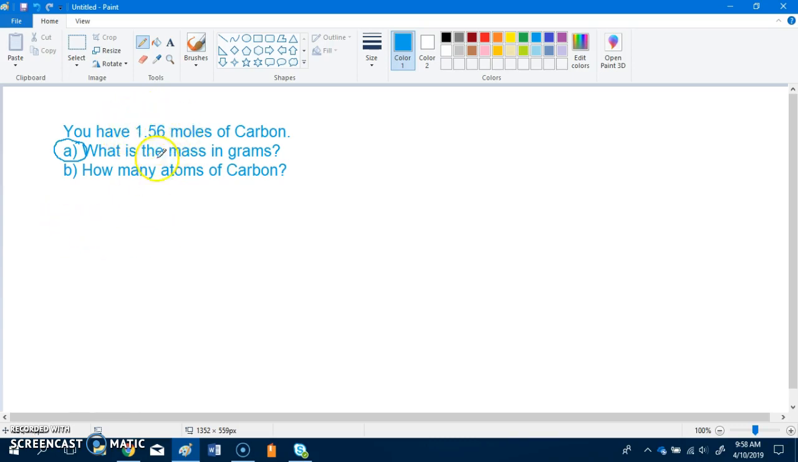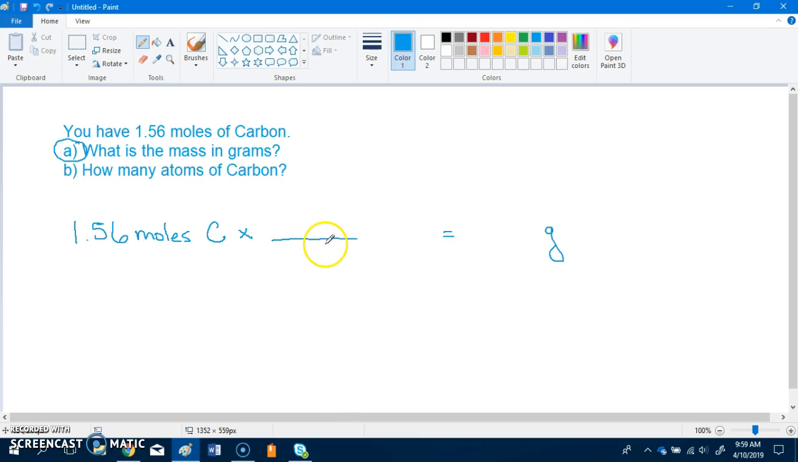So we always start out with what we're given when we're setting up these equations. So we have 1.56 moles of carbon, and then on this side we want to put equals and then what we're looking for, and we're looking for the mass in grams. So our conversion is from moles to grams, and we're going to always multiply by a conversion factor. So this is how I set up my skeleton equation for this question. I start out with what I'm given, it's equal to what I'm trying to find, and I'm always going to multiply by a conversion factor.